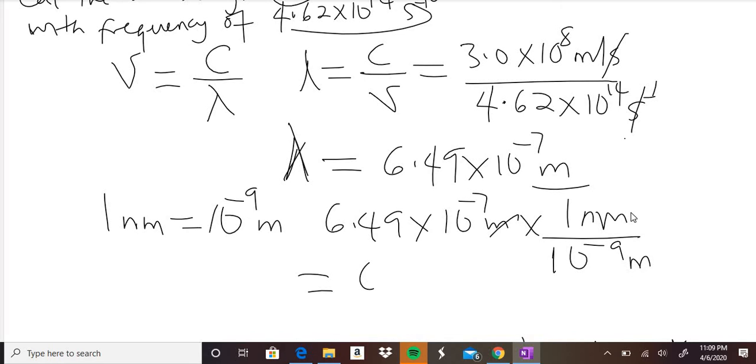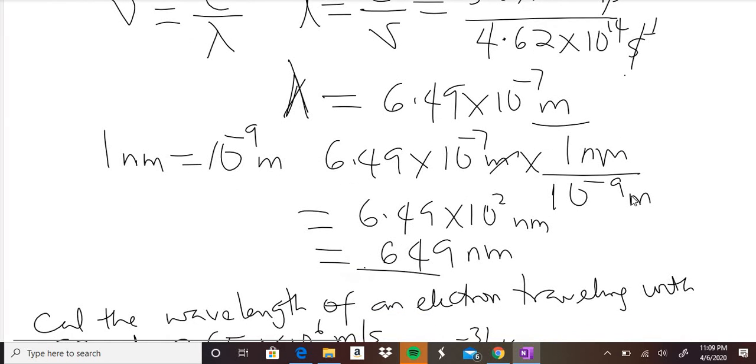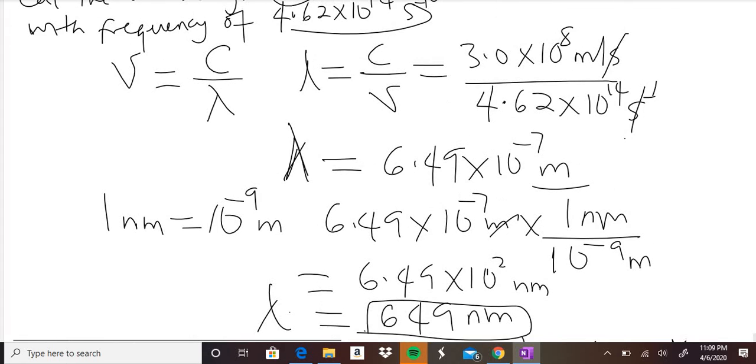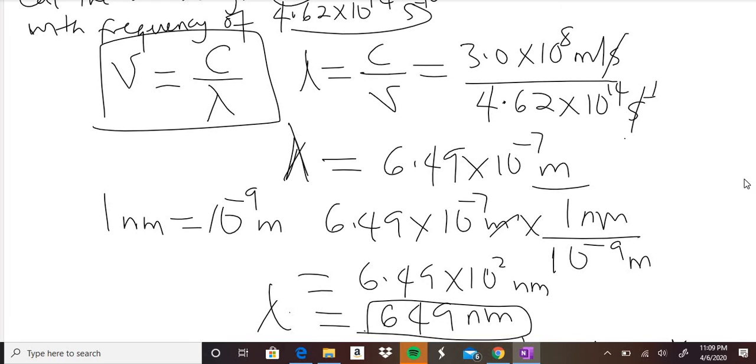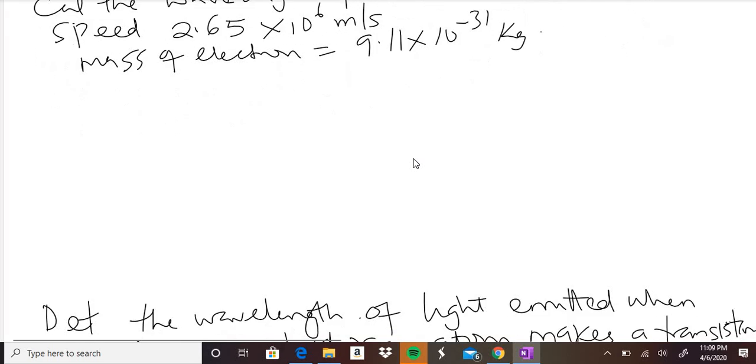So this is going to give us 6.49 times 10 to the power 2 nanometer, or we can say 649 nanometer. So that gives us our wavelength. That is how we solve this. Make sure you remember your relationship, which is the frequency equals the speed of light over the wavelength. Okay, so let's take a look at another example.